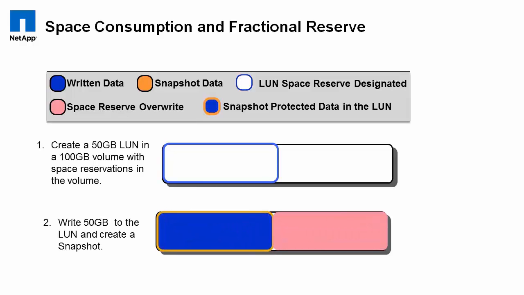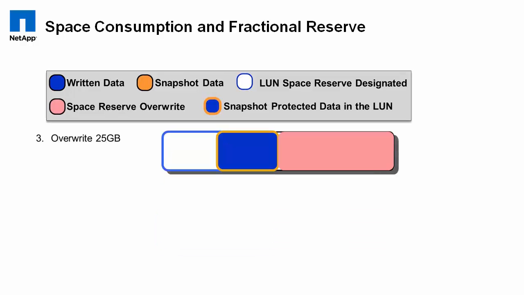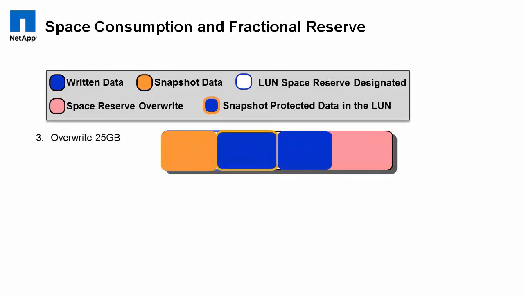Write 50 gig and create a snapshot. If we overwrite 25 gig and create a snapshot, the snapshot fails because there's not enough space available to be reserved.